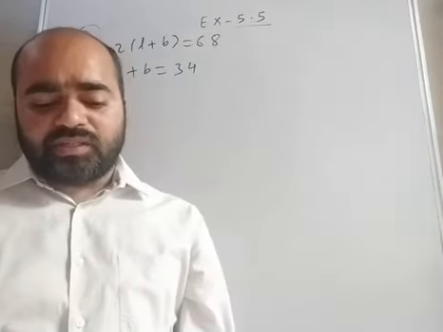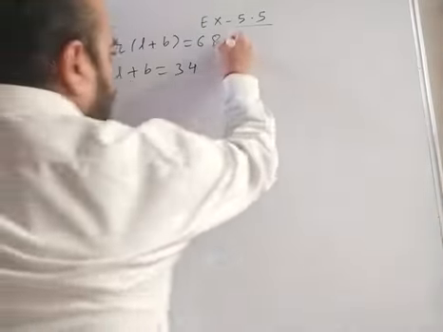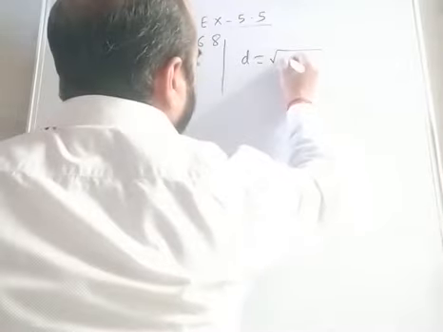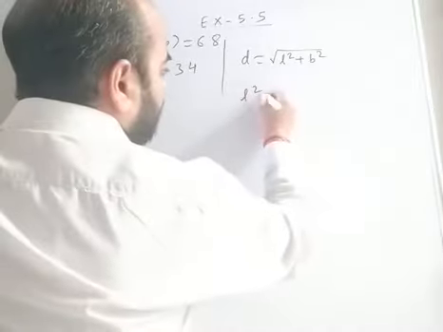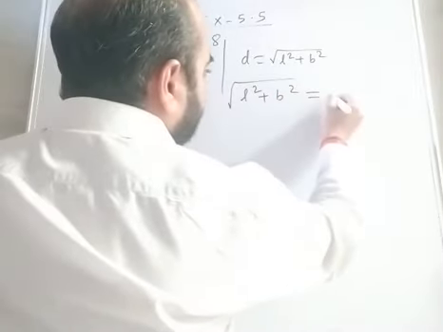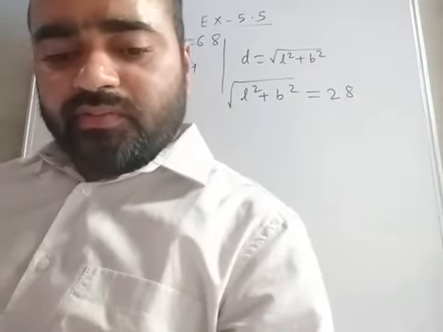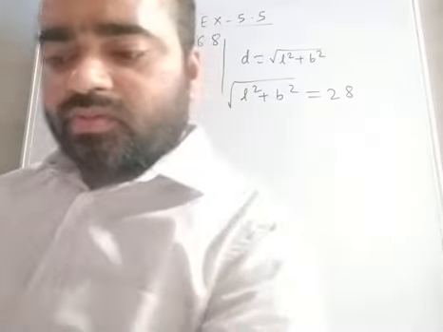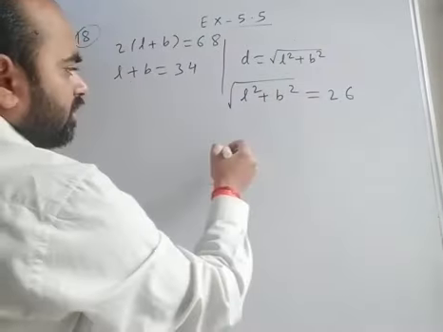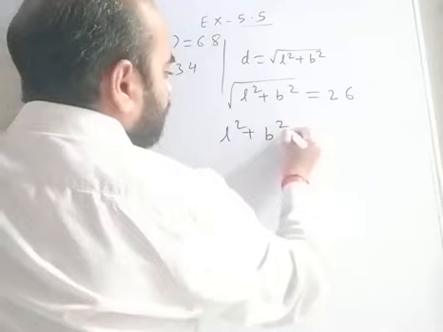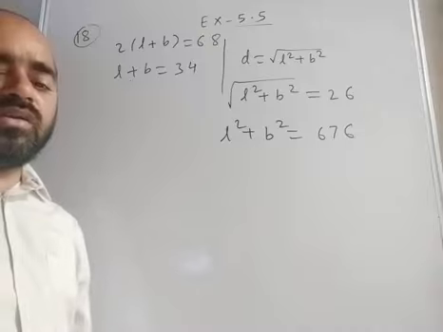Length of its diagonal is 26 meter. What is the diagonal of a rectangle? Diagonal of rectangle means square root of L square plus B square. This is given, 26. Now squaring, that will become L square plus B square is equal to 26 square, that is 676.